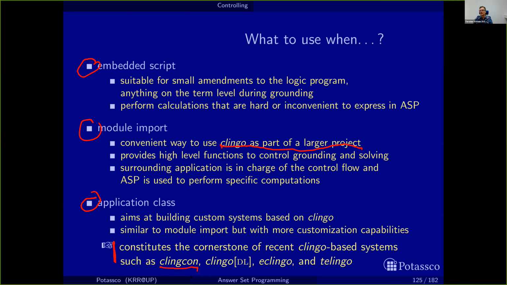There's Klincon. This is ASP plus CSP, so actually arithmetic constraints over finite integer domains. That's Klingo DL. That's the version that augments Klingo with difference constraints. That's the epistemic ASP solver, where you can reflect about the answer sets. And Telingo, this is what I mentioned at the beginning, our extension of Klingo with language constructs from linear temporal logic and from linear dynamic logic, right? And they are all built with this application class in this way. So these are more or less the three cornerstones. And we will more or less use this third option now in the remainder of the course.